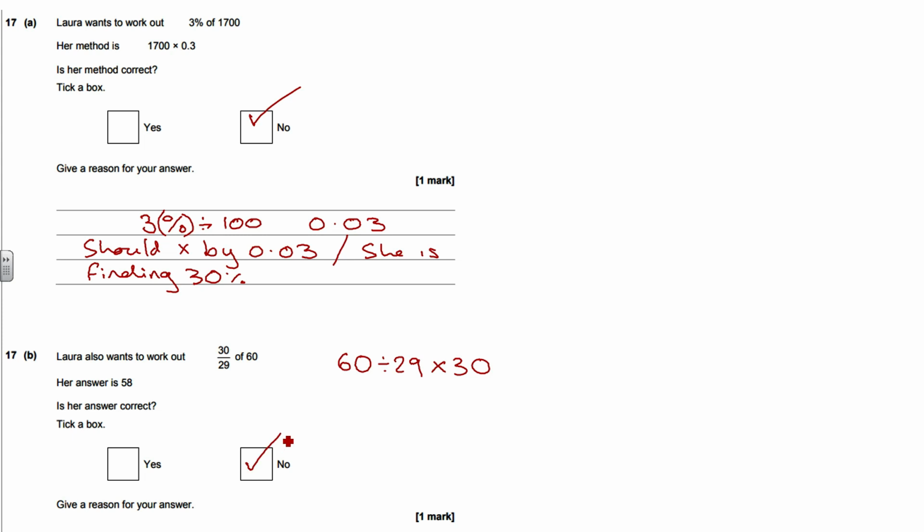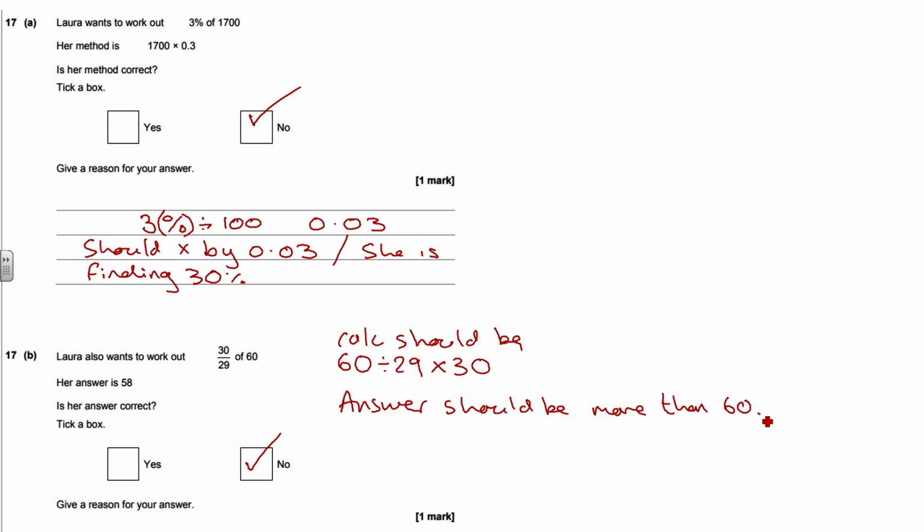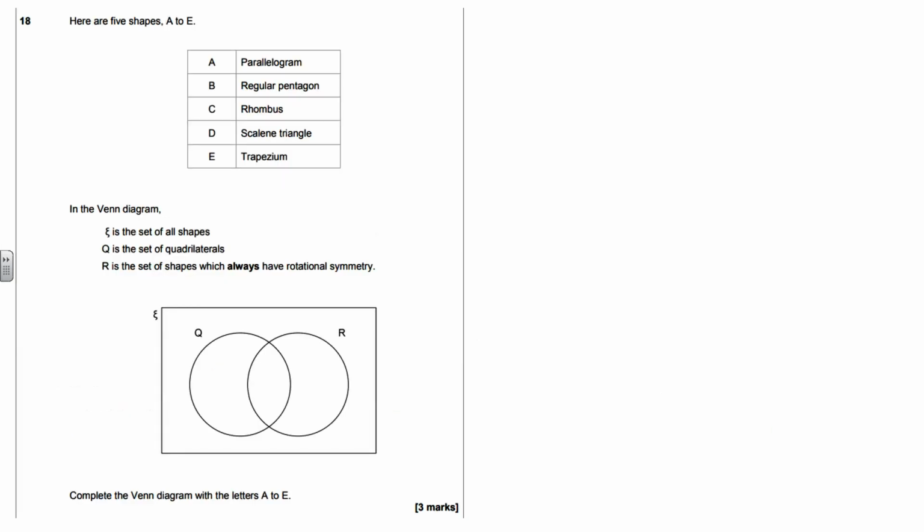Give a reason. Well, maybe I could just suggest the calculation should be this. That would be okay. Or, because 30 29ths is more than one whole, you could maybe just say that the answer should be more than 60. So a couple of ways you can approach that question. A strange one for an uncalculated paper because you can't really figure out the actual answer, because dividing 60 by 29 would get pretty ugly pretty quick.